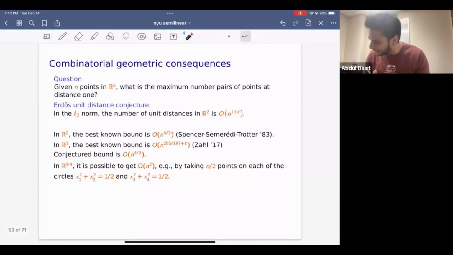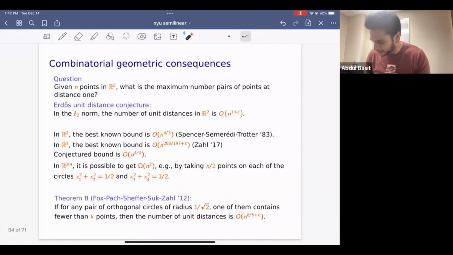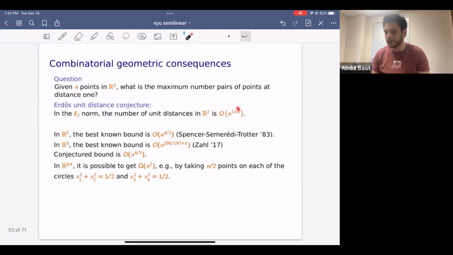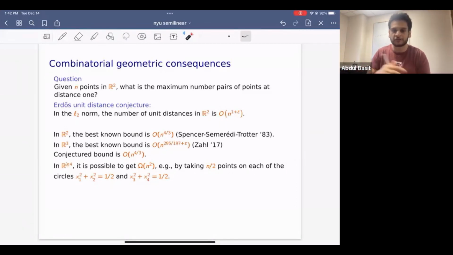Maybe some history about this problem. I don't think I can skip all of it. The unit distance conjecture says how many unit distances you can have among n points, and it says it should be almost linear. You can ask the same question in high dimensions. For example, in R^4 or higher, it's possible to get n squared by taking your points on two orthogonal circles: half your points on one circle, half on the other.